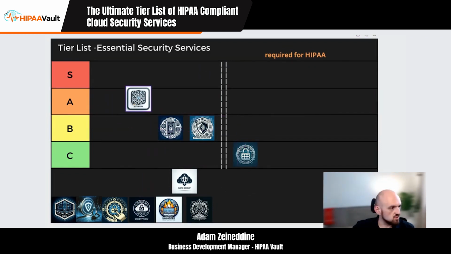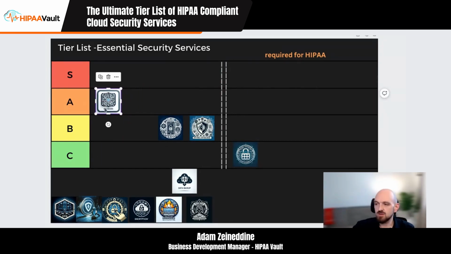Next up, we're actually going to go to the A tier and network segmentation. Network segmentation is also not required for HIPAA. However, network separation, separating networks into different segments, can reduce the spread of a breach and limit access to sensitive data. So it's really, really good to have that in place.